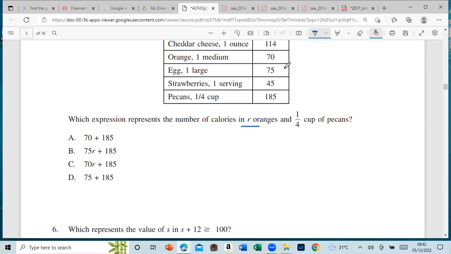Alright, so oranges is basically 70. So for that part, it will be 70R. And quarter pecans is 185. So that will give us plus 185. So that will be 185. So this would be C. Guys, you have to read the questions very carefully.